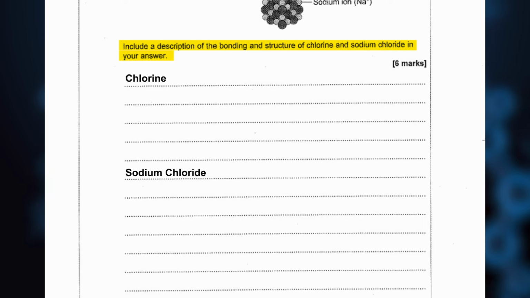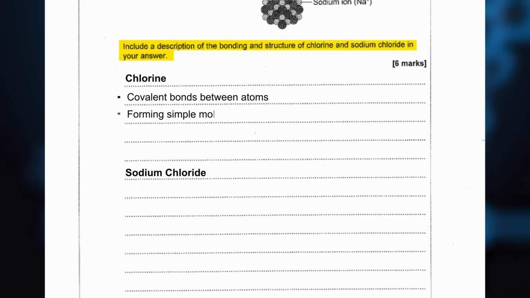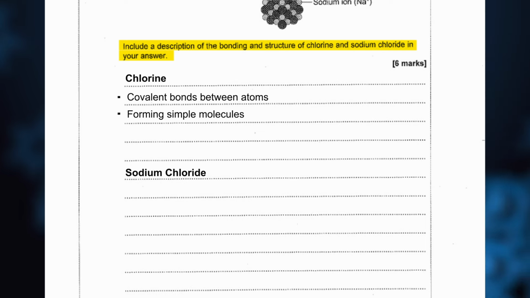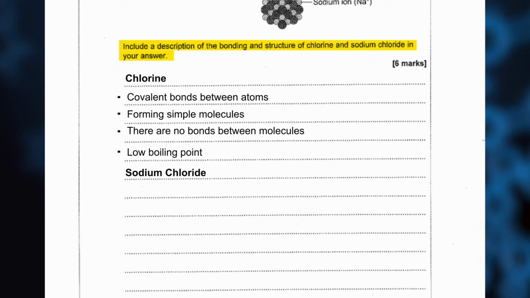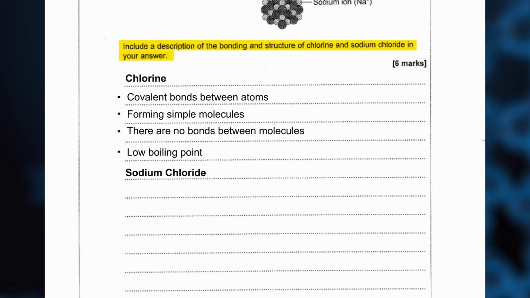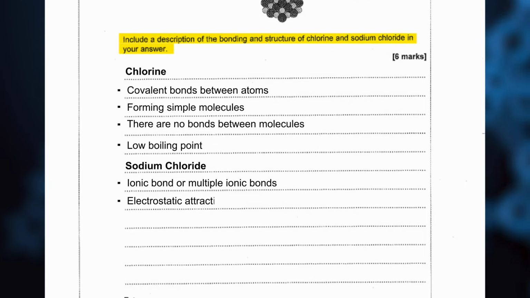When talking about chlorine, these are the sort of points we want to put down. That there are covalent bonds between atoms, forming simple molecules, and that there are no bonds between molecules, and it has a low boiling point. And in terms of sodium chloride, it wants you to put that it has an ionic bond or multiple ionic bonds. There is an electrostatic attraction.